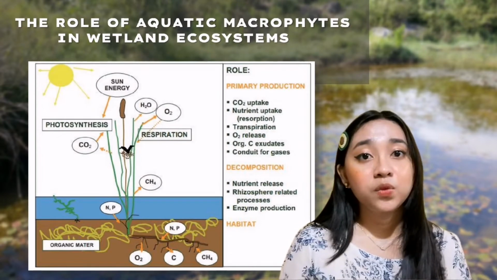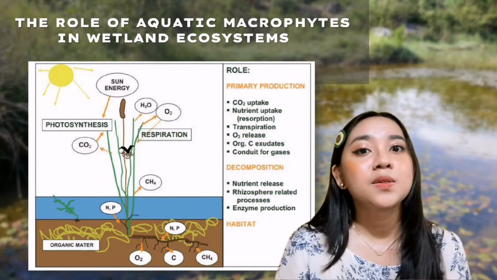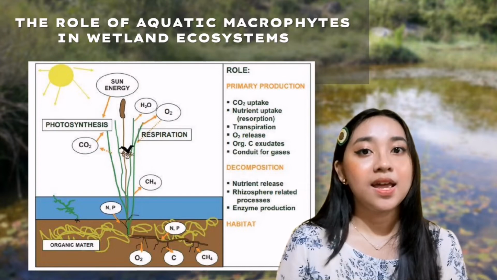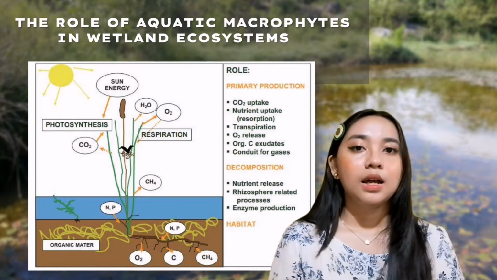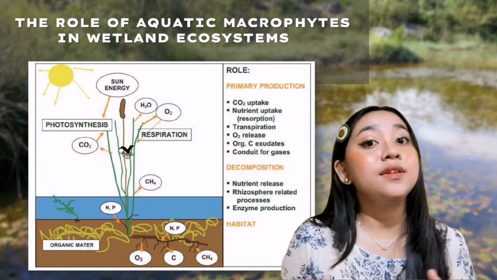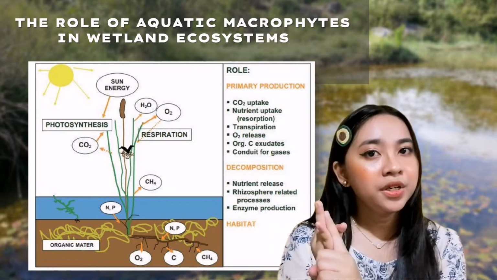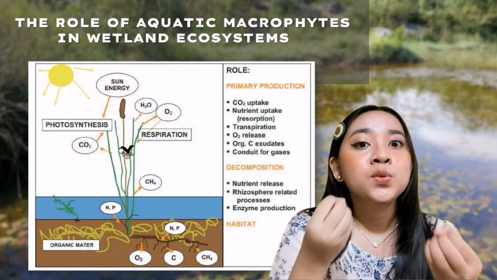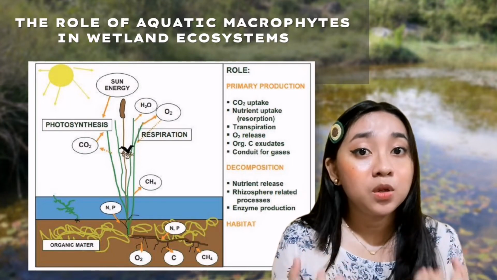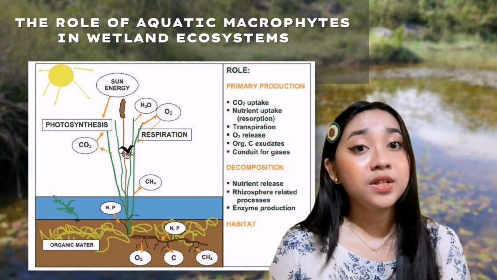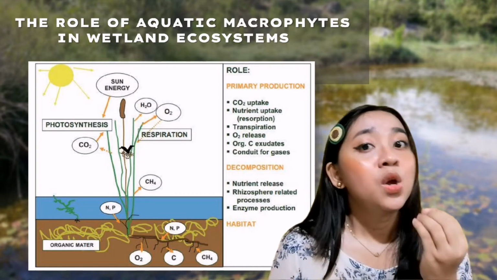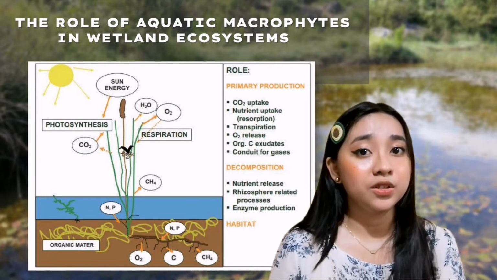This illustration represents the role of aquatic macrophytes in wetland ecosystems. Plants are using the energy from the sun, carbon dioxide, water, and nutrients to produce biomass available to grazers. Grazers means to feed on growing grasses and herbage.